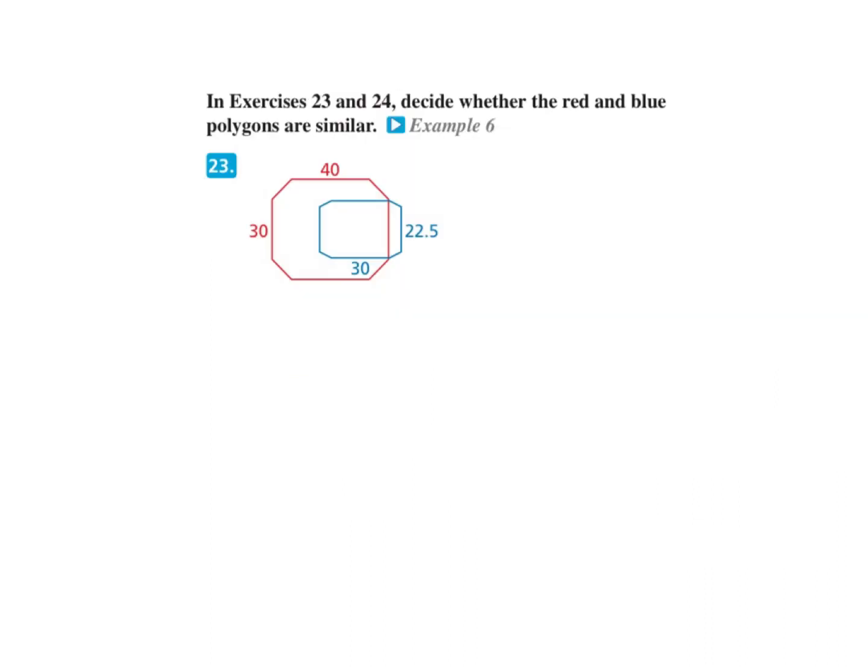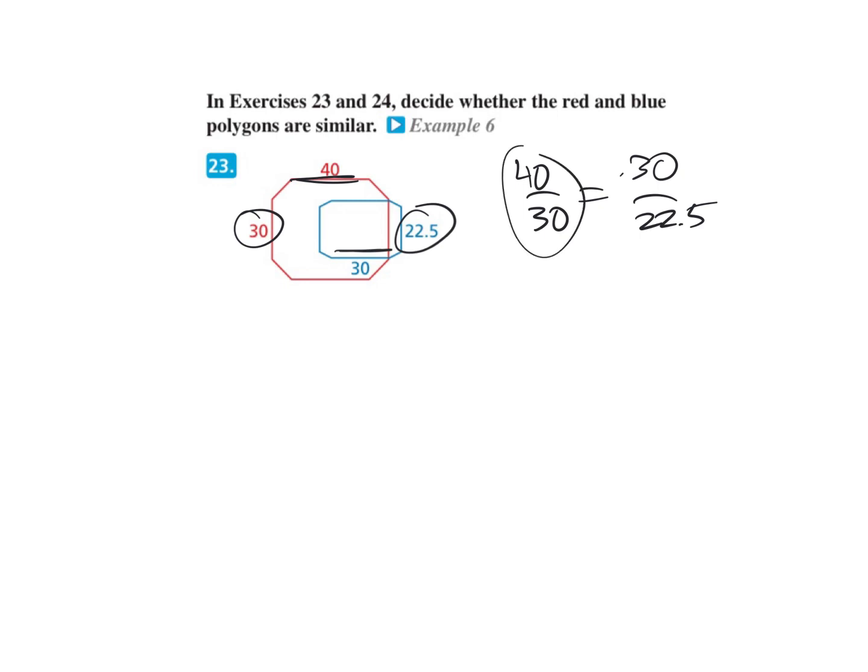23, decide whether the red and blue polygons are similar. Okay, so we just have to match up their pieces. So the long side here is 40, the long side is 30. All right, and so we could say 40 is to 30 as the sides are to each other, 30 is to 22.5. Well, they're supposed to match. You could go ahead and use your calculator and figure out what that is, or you can cross multiply. 30 times 30 is 900, and if they're similar, then the right side should be 900. So 40 times 22.5 gives me 900. So yes, they are similar.